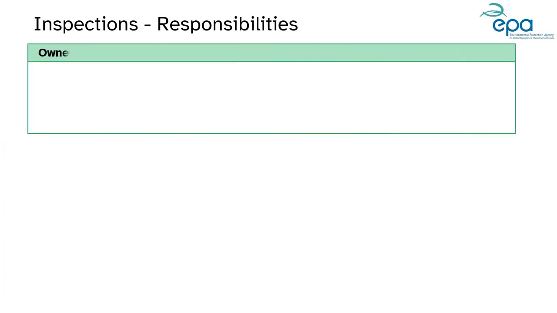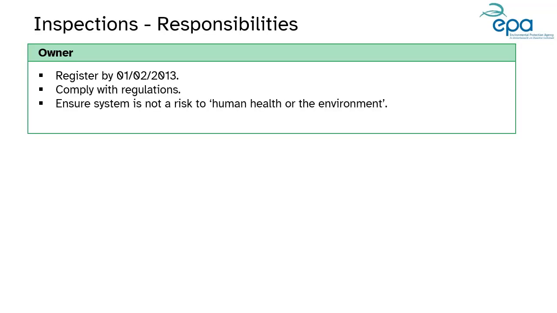Inspection responsibilities are provided for under the Water Services Amendment Act that was brought into law in 2012. Homeowners had to register existing systems by the 1st of February 2013. The homeowner is required to comply with regulations, and they must ensure that the system is not a risk to human health or the environment. The homeowners can't refuse, obstruct, impede, mislead, or fail to comply with an inspection.